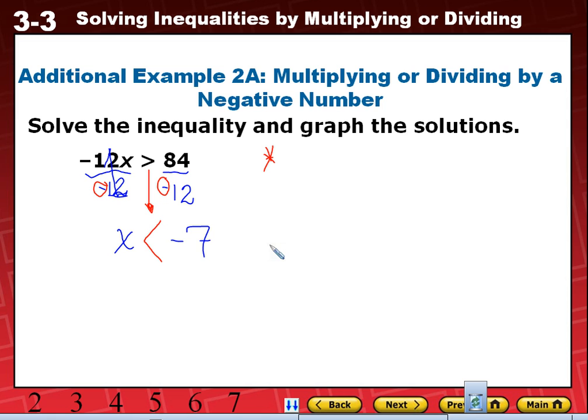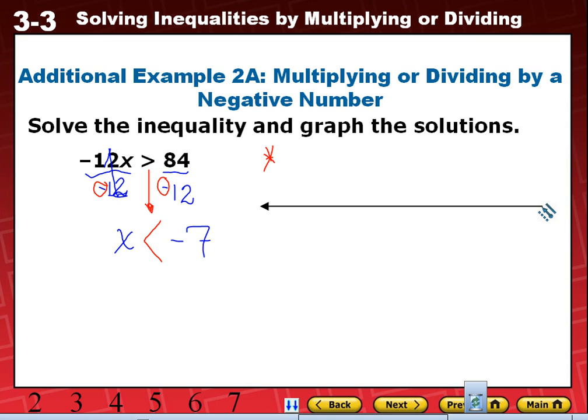Okay? And the rest of the process is the same. The only thing that you need to remember for division and multiplication, whenever dividing or multiplying by a negative number, we have to flip the inequality symbol. So let's finish this problem. We need to plot our solution.